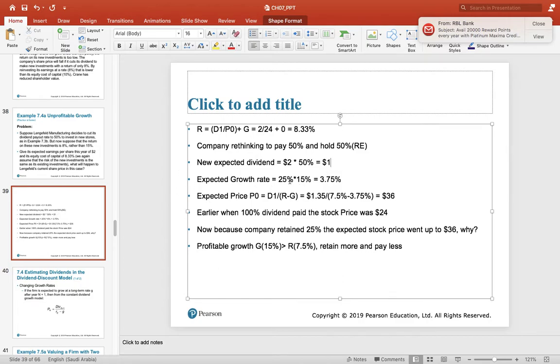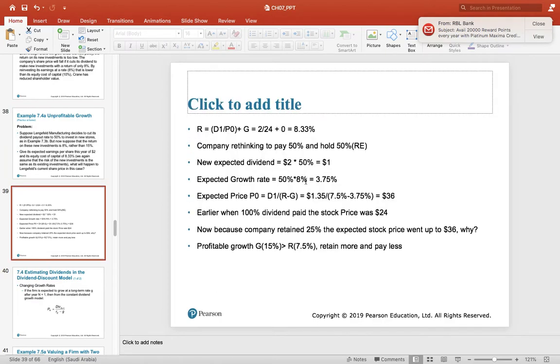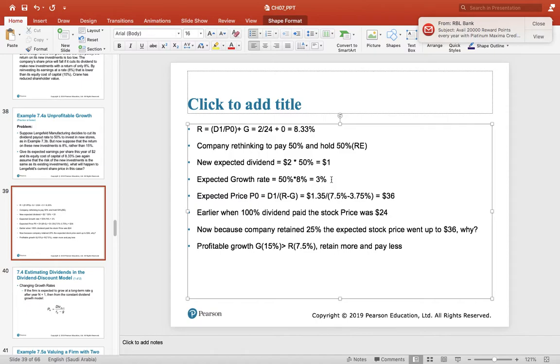Expected growth will be how much? Expected growth will be equal to retention rate multiplied by return on new investment. Retention rate is 50%. Return on new investment is, I think, 8%. Yeah, the return on new investment is 8% rather than 15%. So we will have 50% multiplied by 8% is equal to 4%.